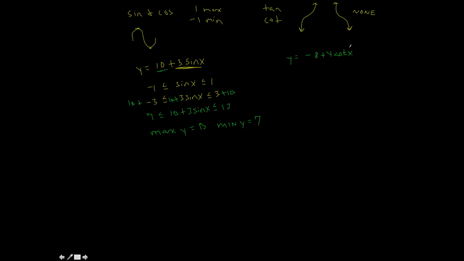Now when you get to something like secant or cosecant, look at your graph. Think about what the maximum and minimums would be for secant and cosecant. A lot of times if you look at your original graphs, it's going to help you determine what the maximum or minimum are, okay? So keep that in mind. Look at your graphs as you do this.